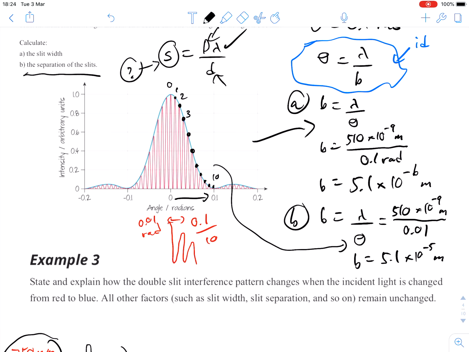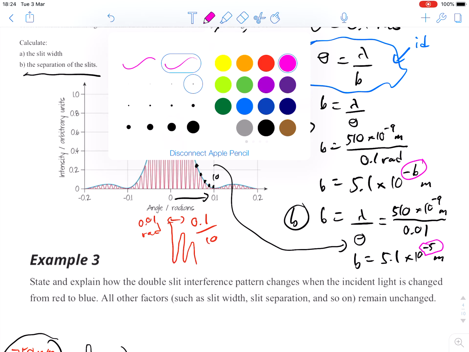Divided by, yeah, it gets larger. Okay, so 5.1 times 10 to the negative 5 as opposed to negative 6. Okay, so this just happens to be what this particular question is, okay?